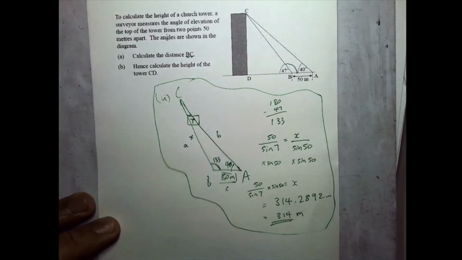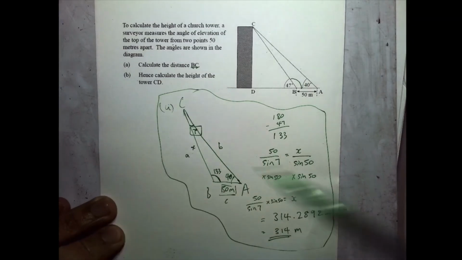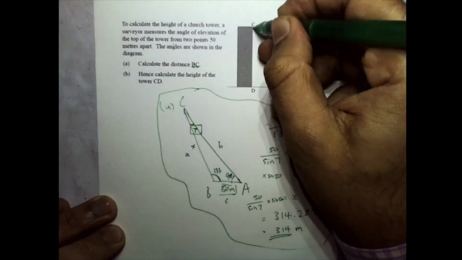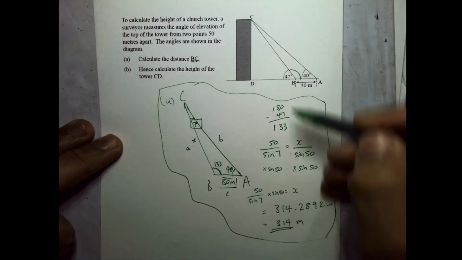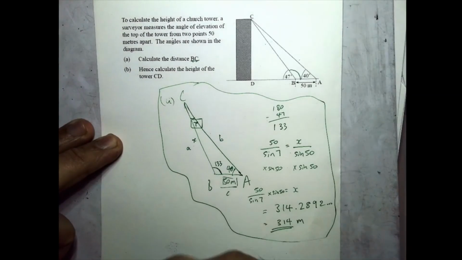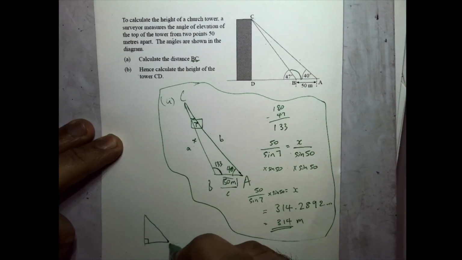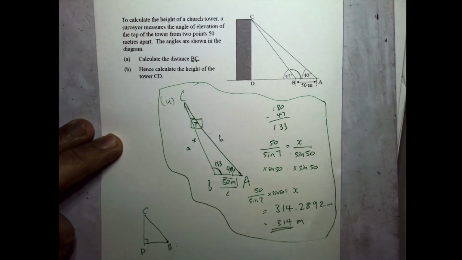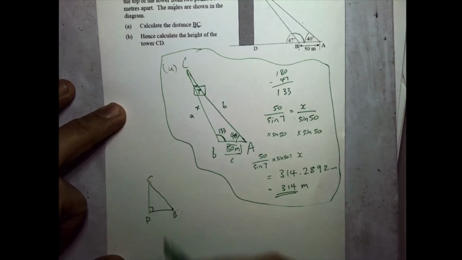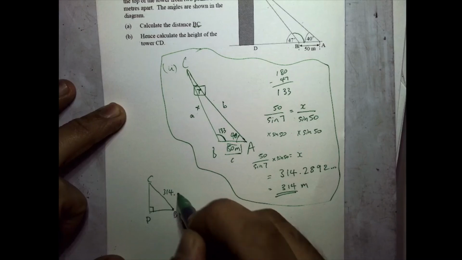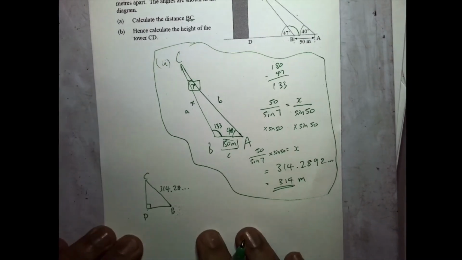Now once you've done part A, look at part B. It says, hence, calculate the height of the tower. So they want you to now work out this. So I'm going to draw that triangle, which is BCD, this triangle here. So this triangle is a right angle triangle, BCD. You've just worked out how long BC is, which was 314.28 blah blah blah. Leave it on your calculator for now.